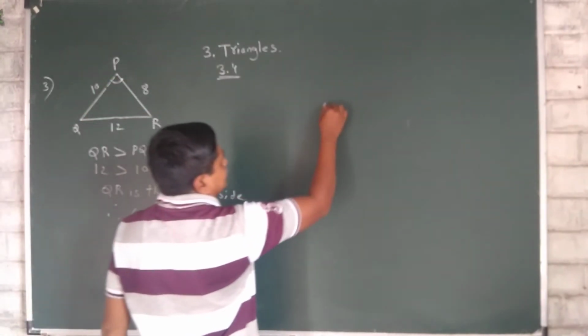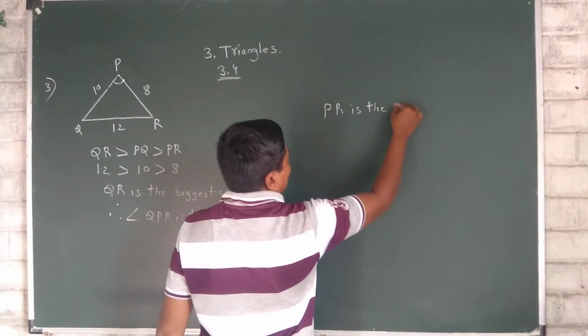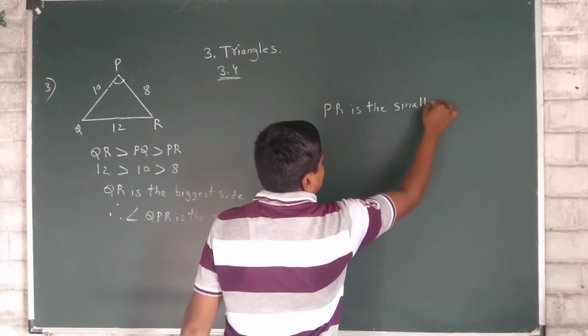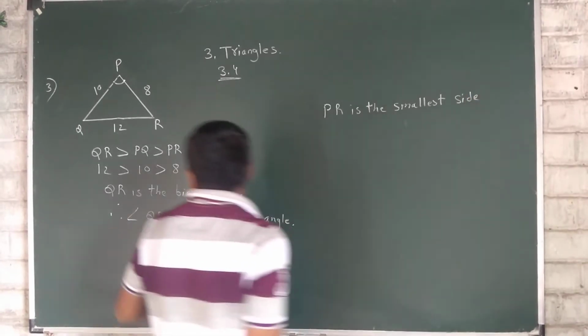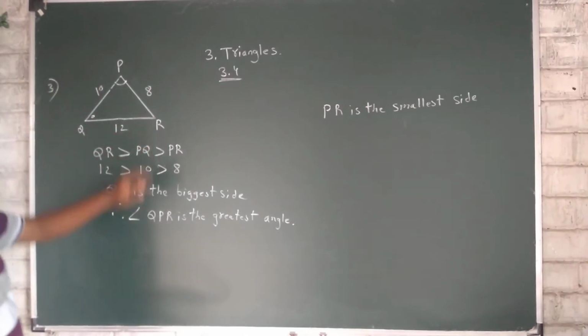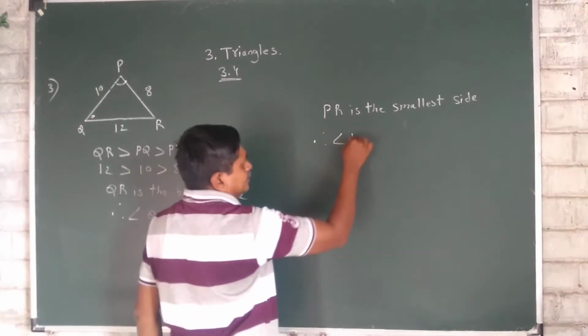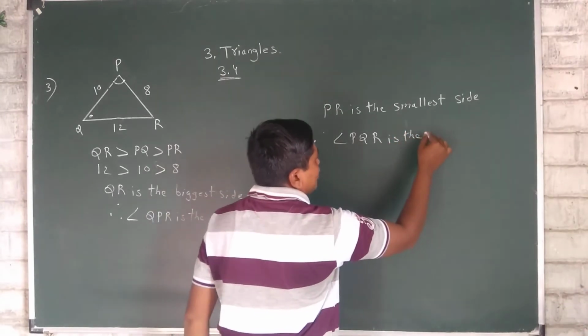PR is the smallest side. Therefore, angle PQR is the smallest angle.